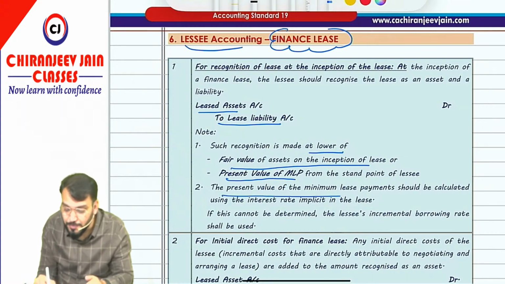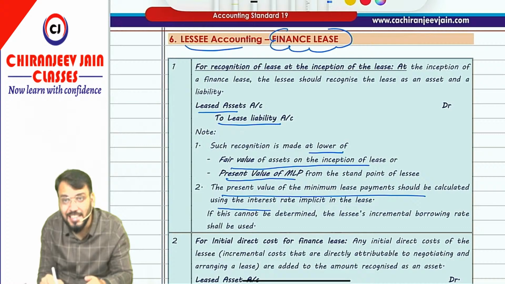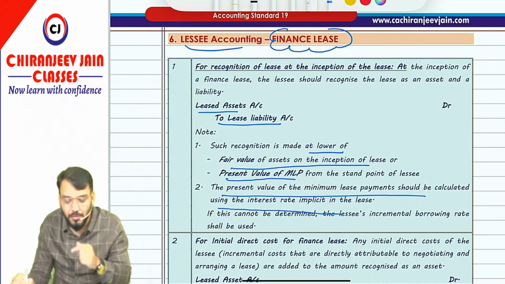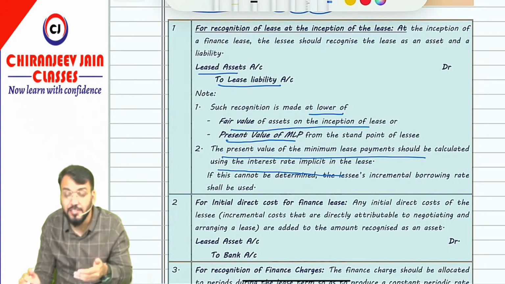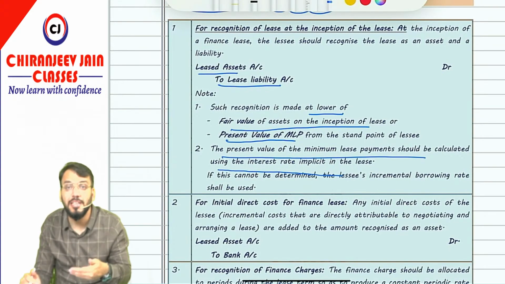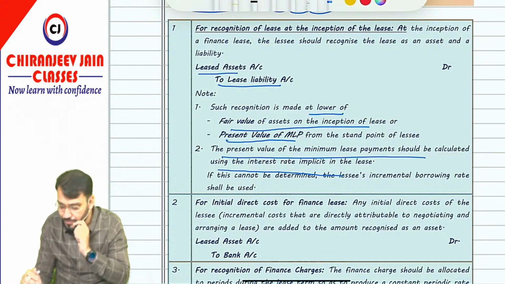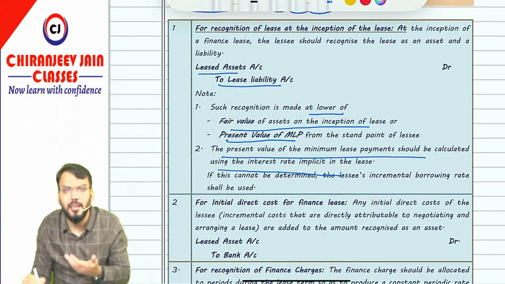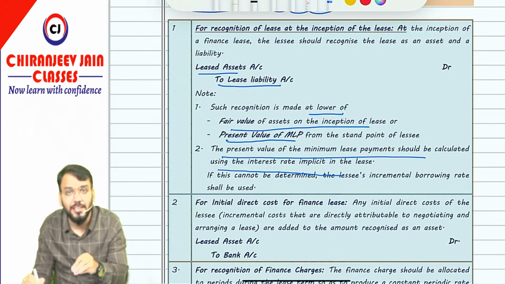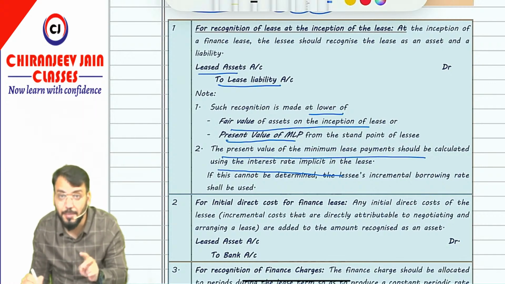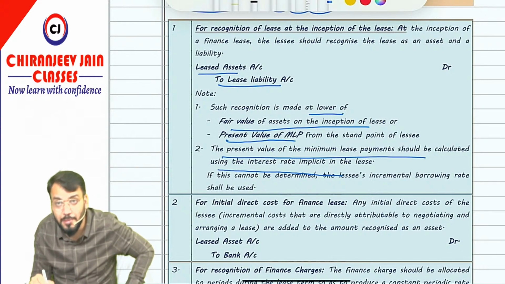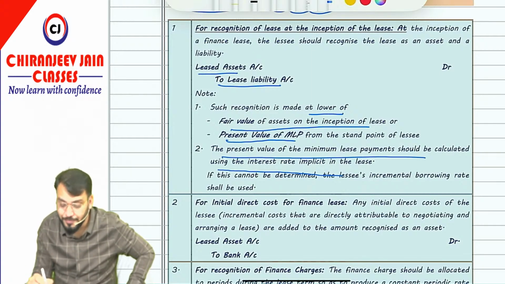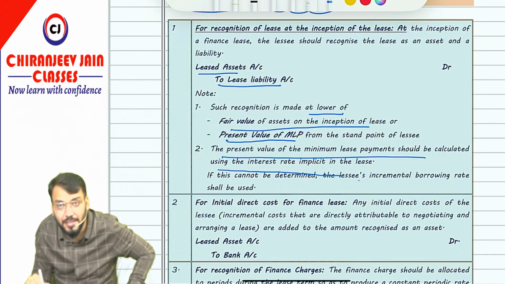The present value of minimum lease payment should be calculated by using the interest rate implicit in the lease. But if the interest rate implicit in the lease cannot be determined, then present value will be calculated by using the lessee's incremental borrowing rate. From an exam point of view, present value will be calculated as per the discount rate given in the question. But suppose they have given two rates of interest: one is the interest rate implicit in lease and the second is the lessee's incremental borrowing rate. The first preference will be given to what? Interest rate implicit in lease. If it cannot be determined, then we'll use the lessee's incremental borrowing rate.